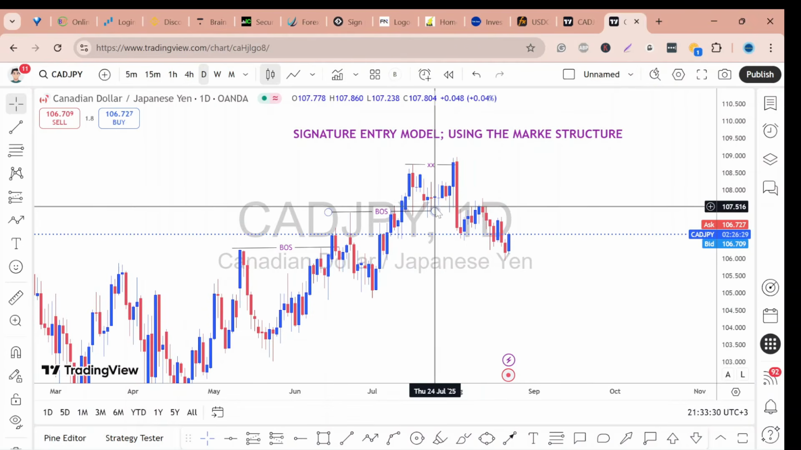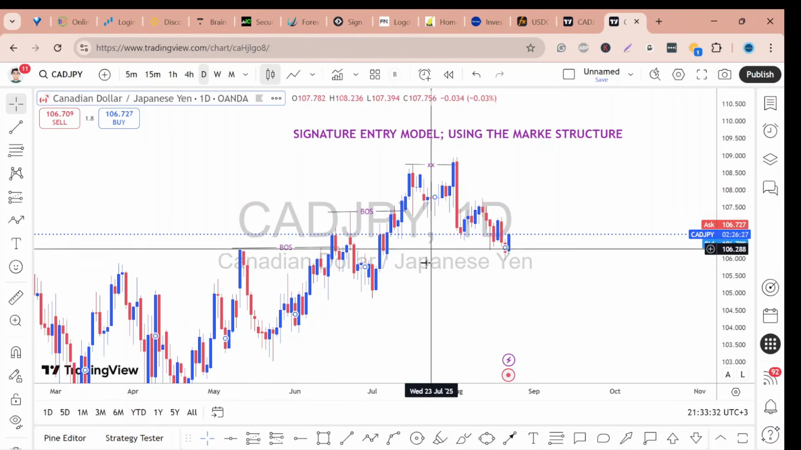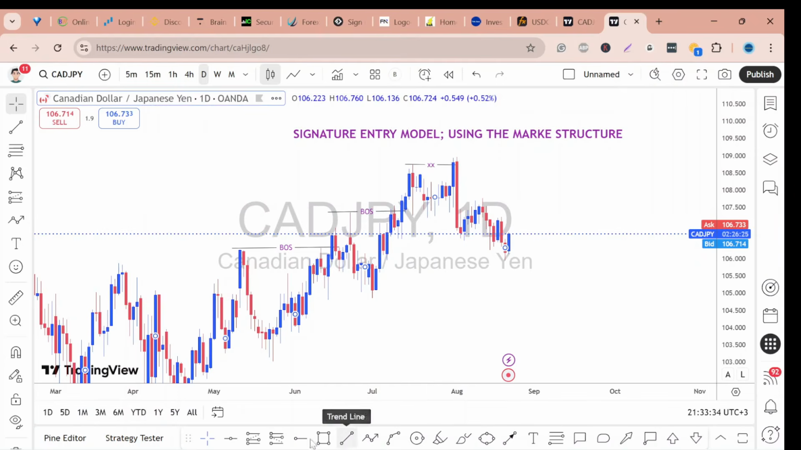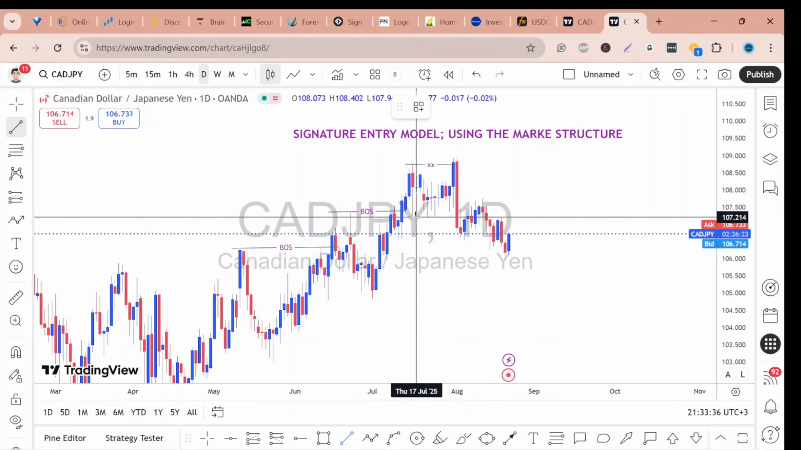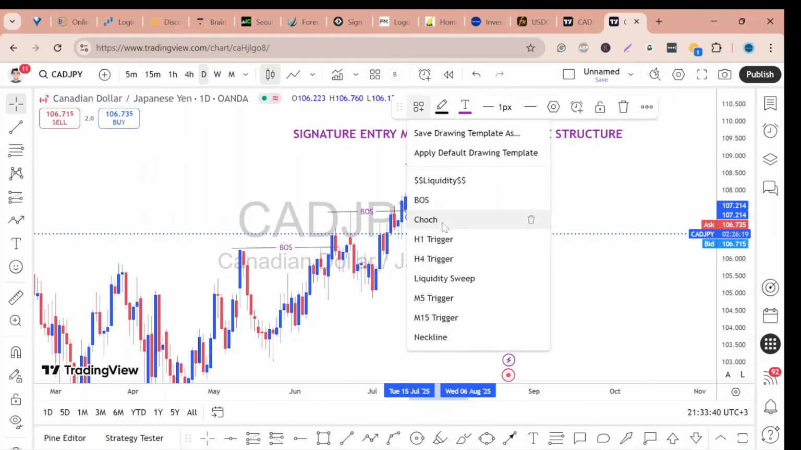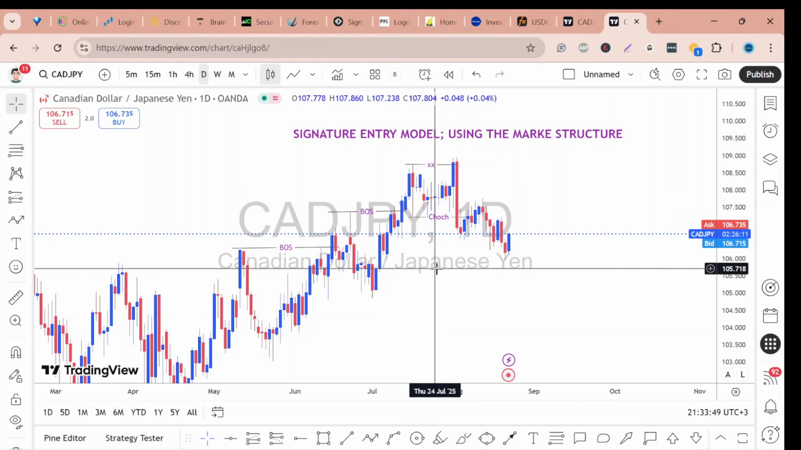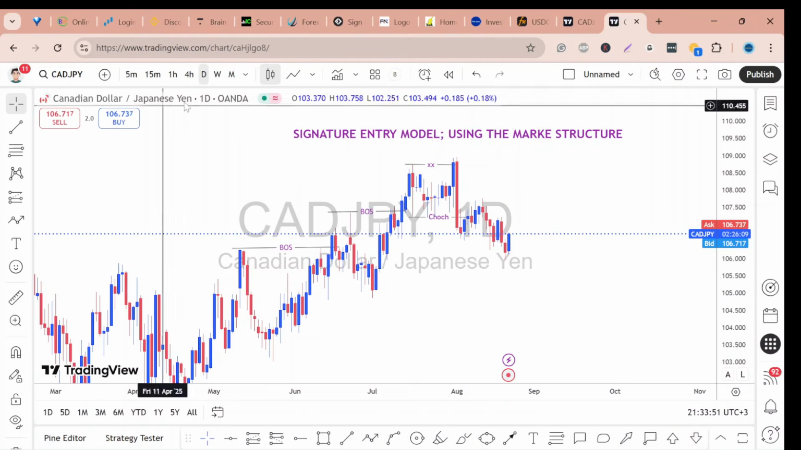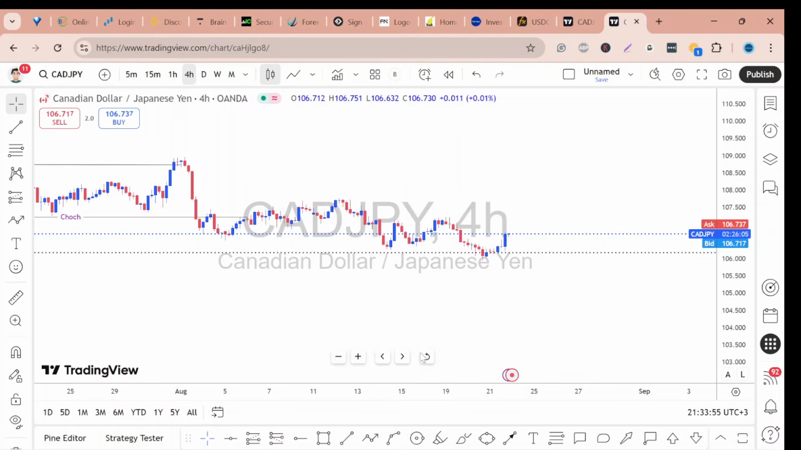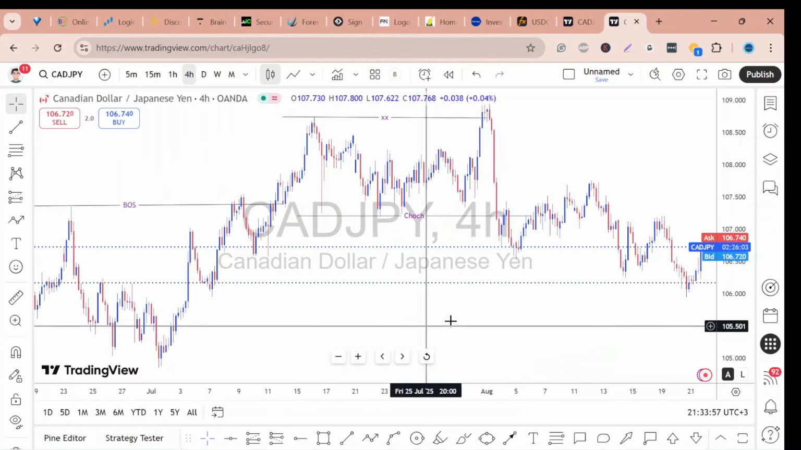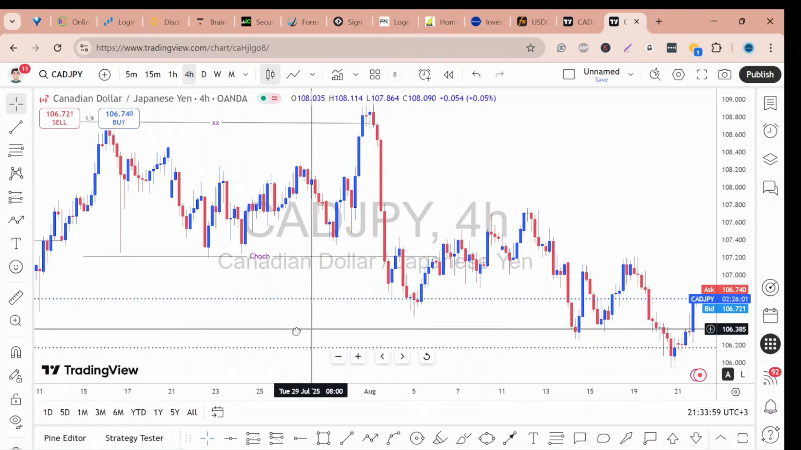So now in this market structure from the daily point of view, we again had this last swing, or this fractal, that was broken. This is what we call the change of character. So it basically means that the market has changed the trend, and now we are no longer looking for bullish moves. We are looking for bearish moves. Now going down to one time frame lower, that is the 4-hour time frame.